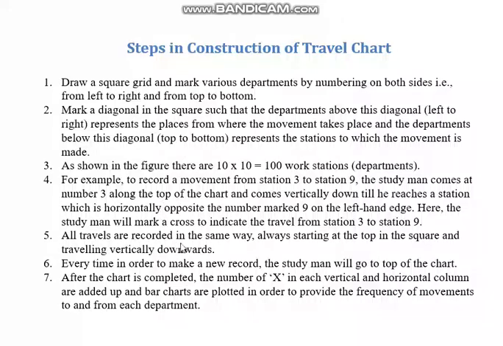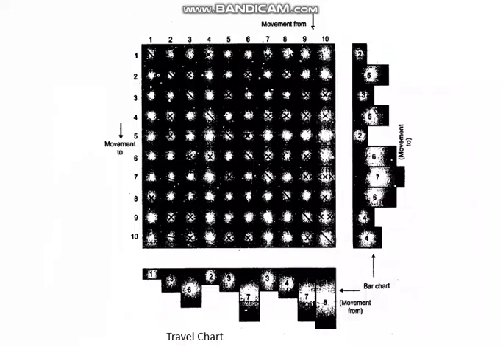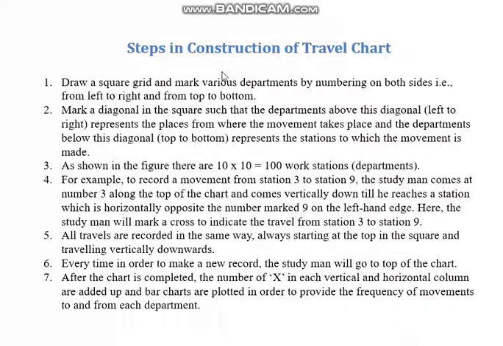Otherwise, all travels are recorded in the same way, always starting at the top in the square and traveling vertically downward. Every time, in order to make a new record, the work study man will go to the top of the chart, go against that number where it originates, and mark. After the chart is completed, the number of crosses in each vertical and horizontal are added up and the bar charts are plotted to provide the frequency of movements to and from each department.